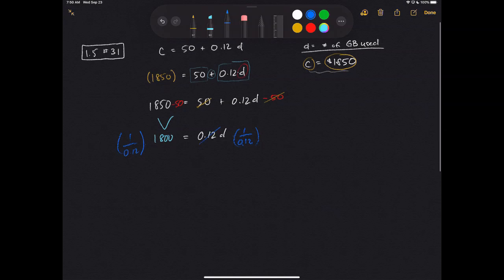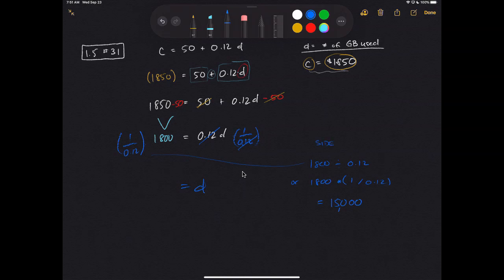So the 0.12 will cancel on the right-hand side. We'll be left with just D over here. And then 1800 divided by 0.12, well, we don't have that offhand, so we'll use a calculator real fast. So in our calculator, we do 1800 divided by 0.12, or 1800 times 1 over 0.12. And this should leave us with 15,000.